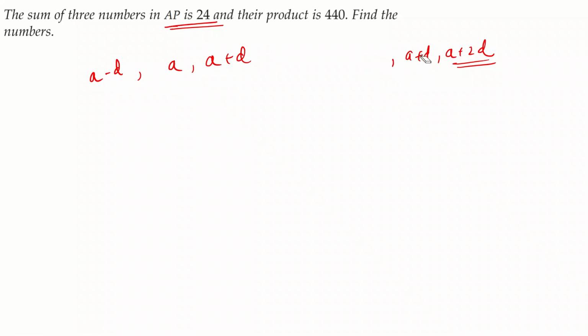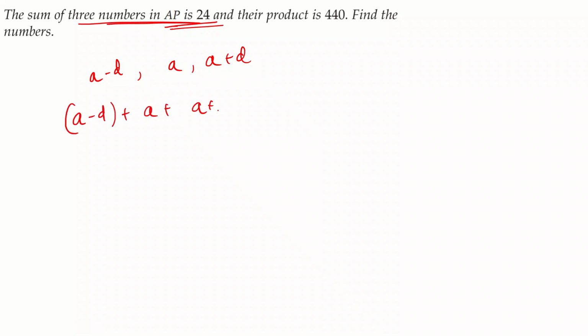So I'll go ahead and remove this. So I have taken these numbers in AP, and now they're saying that the sum of these three numbers is 24. So you add these three numbers, what do you get? You get 24. So let's quickly form the equation. So I add these three numbers and I get 24.